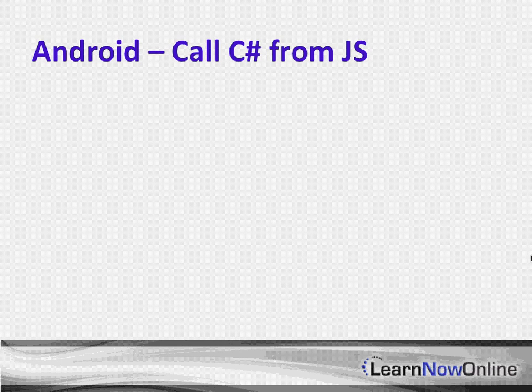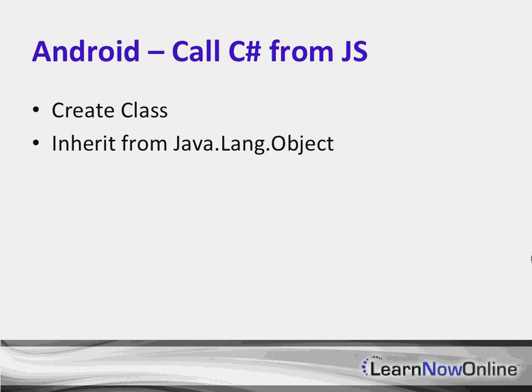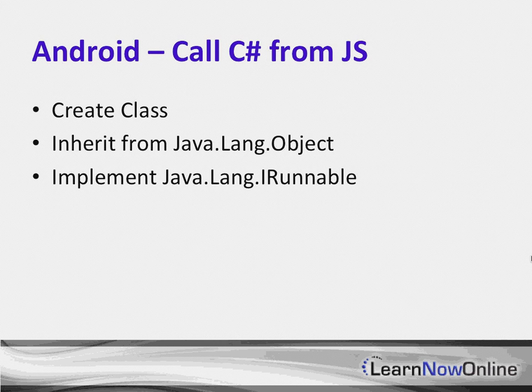Now, inside of Android, we can do something a little bit special. We can call C# directly from our JavaScript. We're really doing this when we pass our data out, but it's a slightly different way of handling this if necessary. We can create a custom class that inherits from a Java object and implements the Java.Lang.IRunnable interface. Then we add that class to the JavaScript interface in the web view.